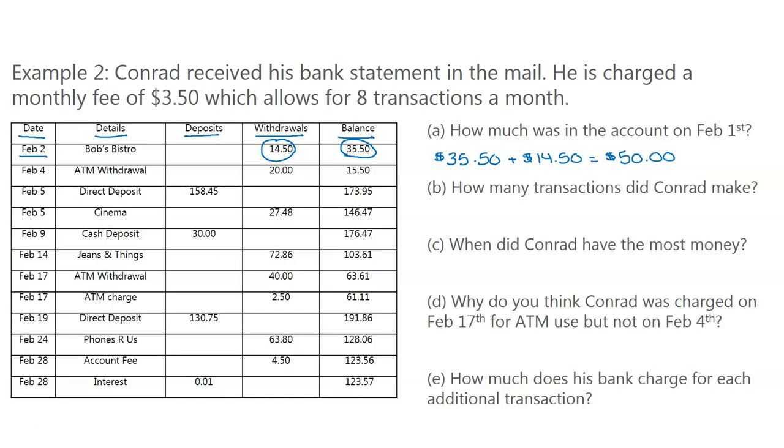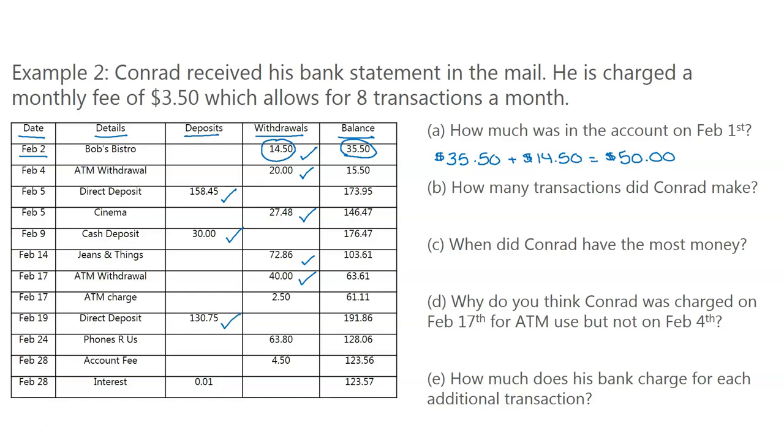Now, how many transactions did Conrad make? Well, here's a withdrawal at Bob's Bistro. That's a transaction. Here's an ATM withdrawal. Here's a direct deposit. Here's a purchase at the cinemas. Here's a cash deposit. Here's a purchase at Jeans and Things. Another ATM withdrawal. Now underneath that we have an ATM charge. That doesn't count as a transaction.